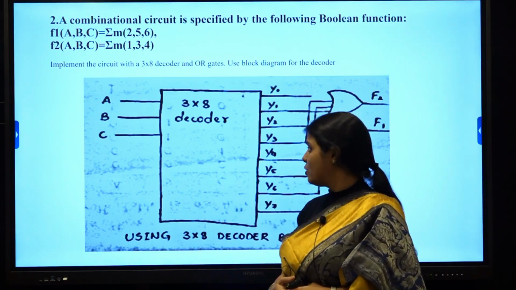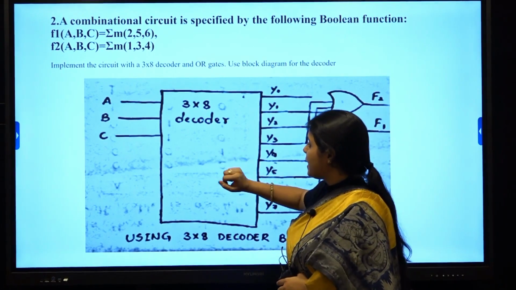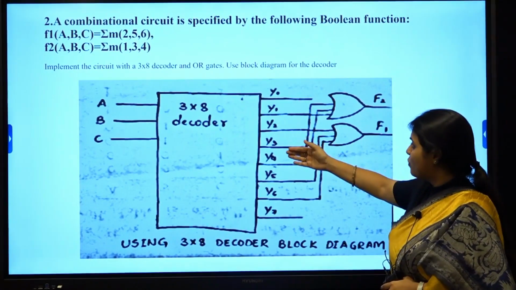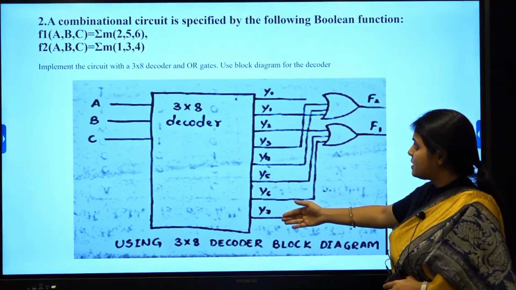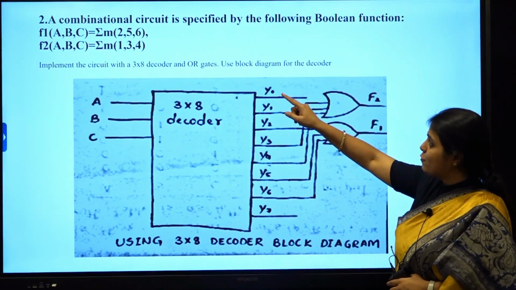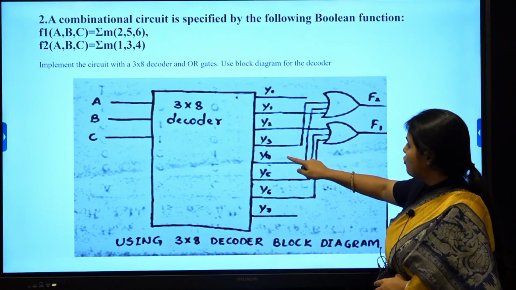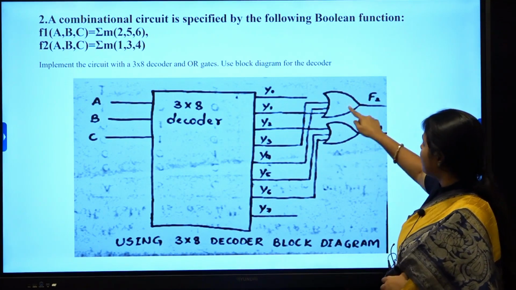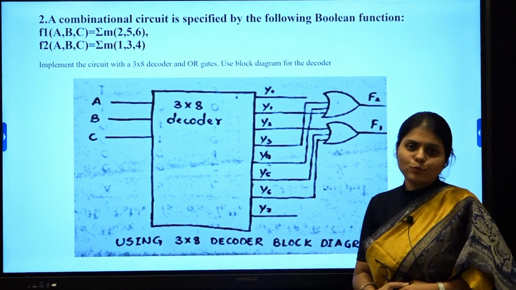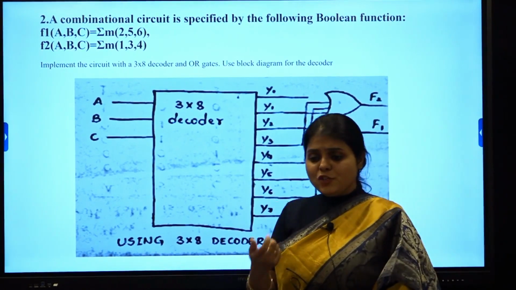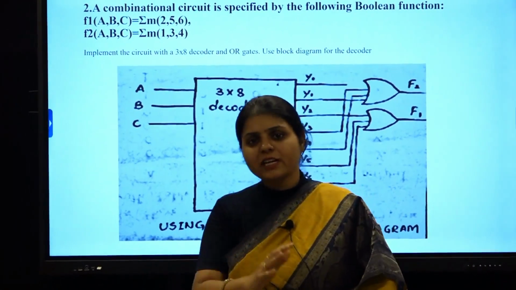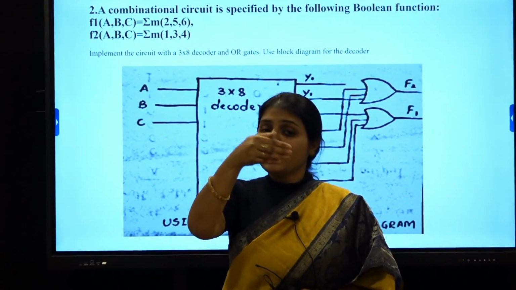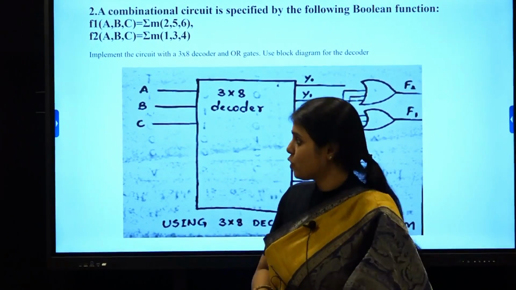So, a 3:8 decoder. When you look at this diagram, we have 3 inputs ABC and 8 possible outputs labeled Y0, Y1, Y2, Y3, Y4, Y5, Y6 and Y7. In the first case we have 2, 5, 6 given to an OR gate, that is F1. 1, 3, 4 are given to another OR gate, that will be F2. As each minterm represents one AND gate, which is already available in the decoder, we are just using that particular AND gate output and giving it to the OR gate.